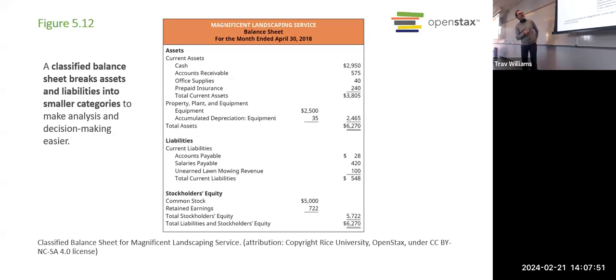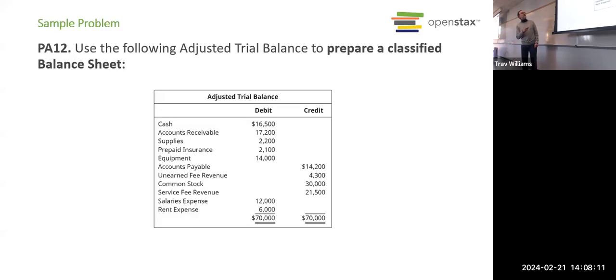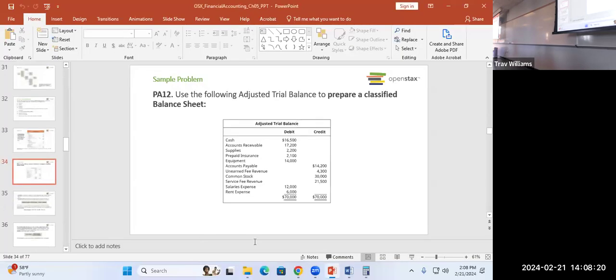Here we see a classified balance sheet. So it's a balance sheet just like we've made before. What makes it classified is we have assets broken into current assets and PP&E. So we broke it down into 2 different classes. So that's all there is to it, really. Okay, another problem. So we'll go to problem number 12.